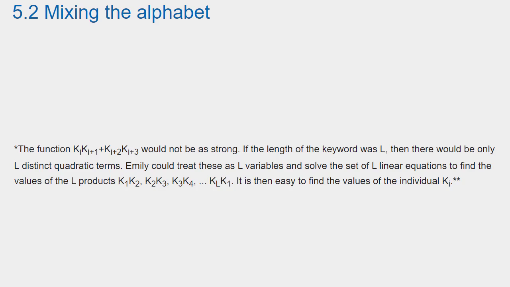If the length of the keyword was L, then there would be only L distinct quadratic terms. Emily could treat these as L variables and solve the set of L linear equations to find the values of the L products K1K2, K2K3, K3K4, KLK1. It is then easy to find the values of the individual Ki.